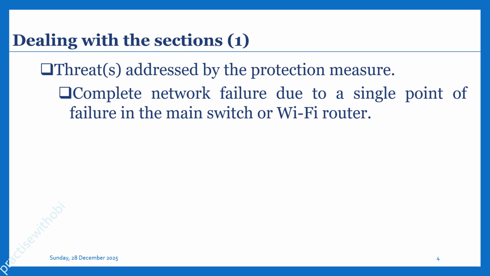Section 1 of the template is about the threat identified in Activity 1. In this case, it is complete network failure due to a single point of failure in the main switch or Wi-Fi router. Remember that the question says, for each protection measure. This implies that you need to state the protection scheme as redundancy for network devices.